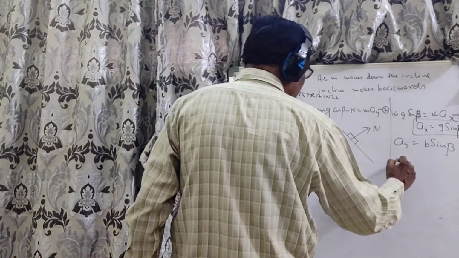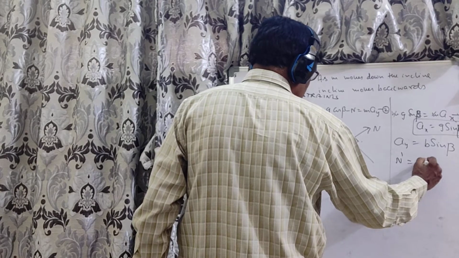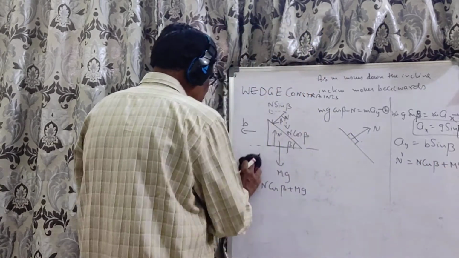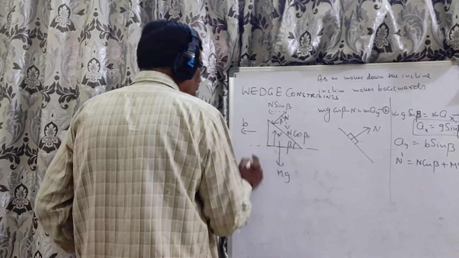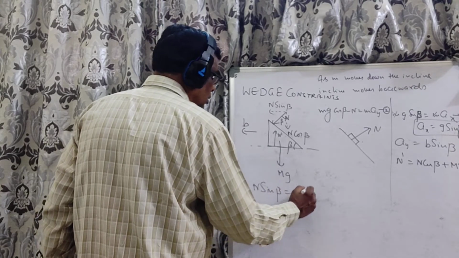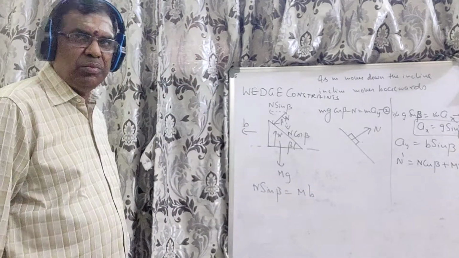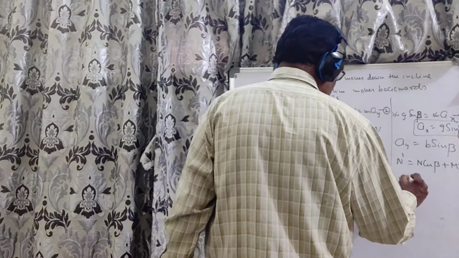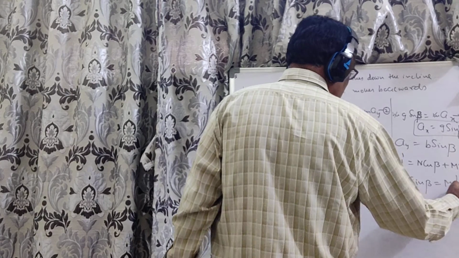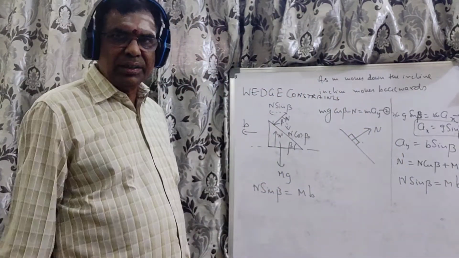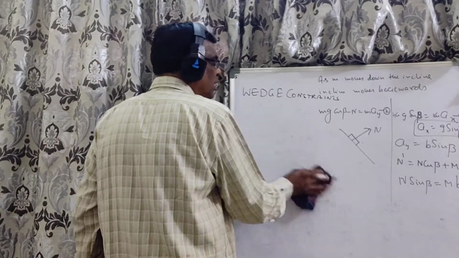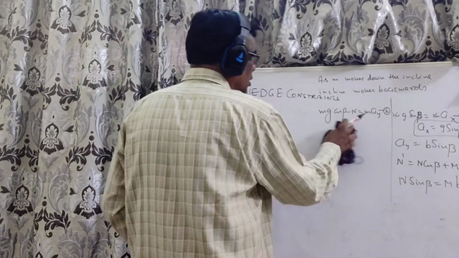That's it. So I write it here: N cos beta plus mg. And in the horizontal, N sin beta is equal to m into b. I'm writing it here, N sin beta. There is no other force acting in the horizontal as far as the incline is concerned. Now I have written all the equations.